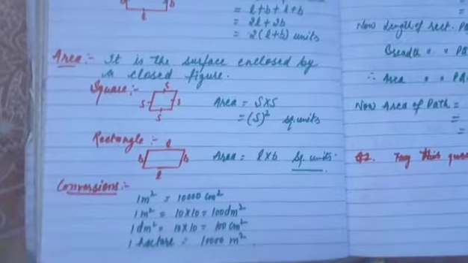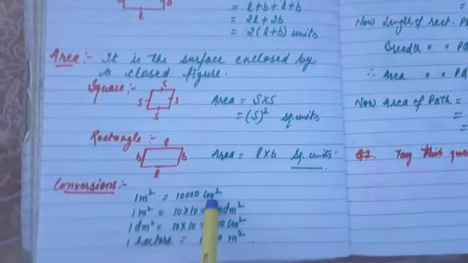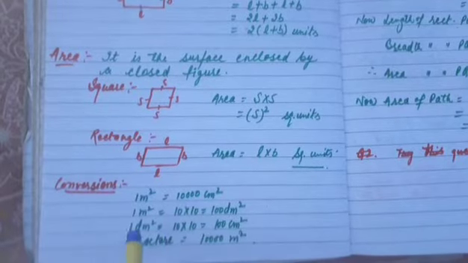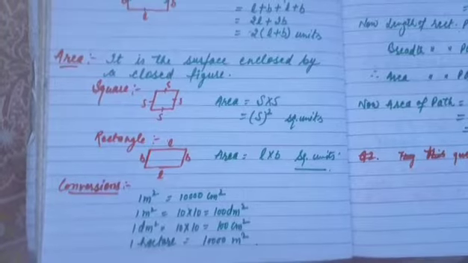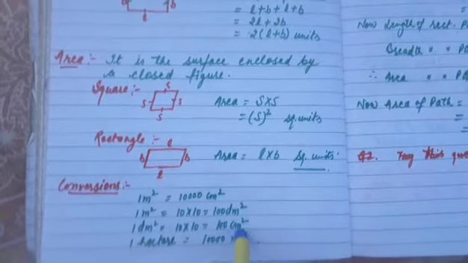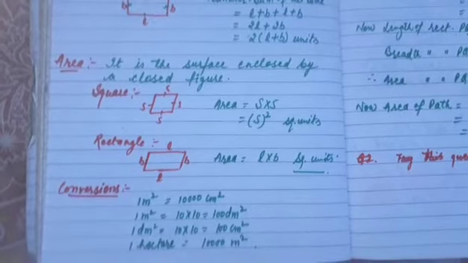So there are some conversions. 1 meter square in centimeter square is 10,000 centimeter square. 1 meter square in decimeter square is 100 decimeter square. 1 decimeter square is equal to 100 centimeter square. 1 hectare is 10,000 meter square.